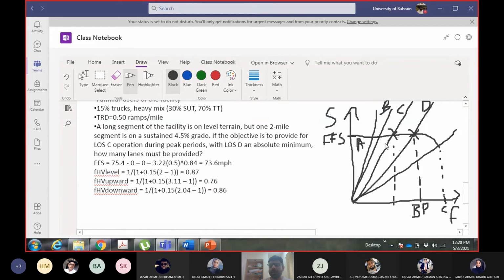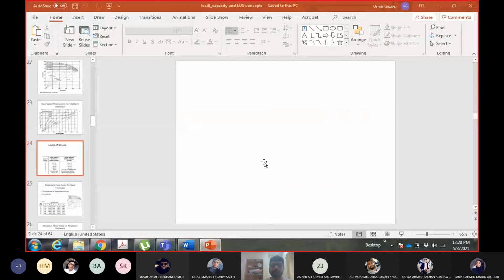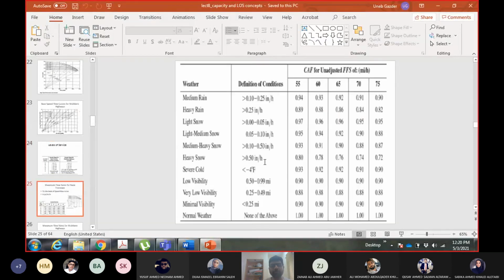Anyways, wherever the line intersects the curve, you find out the value of the flow, and that is your maximum service flow rate for that level of service. So the intersection point of line C with the curve will give the flow rate which is equal to the maximum service flow rate for C, and the same thing for D as well. Now, like I said, this is the procedure.